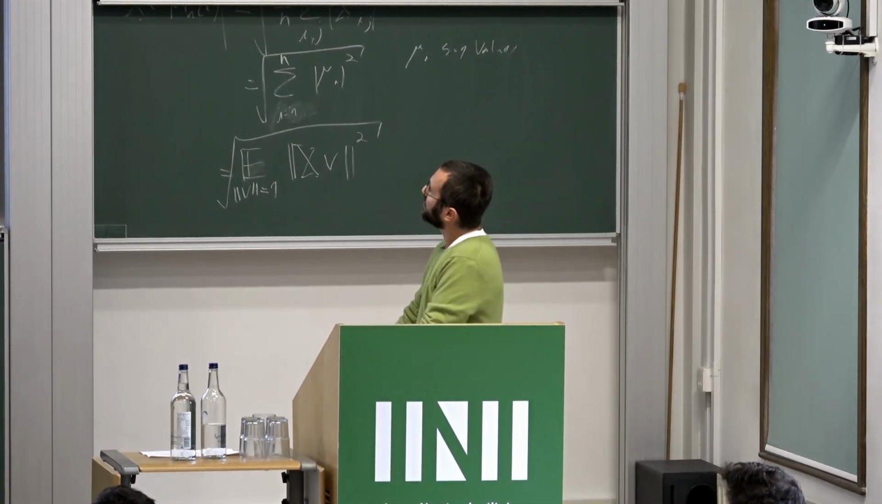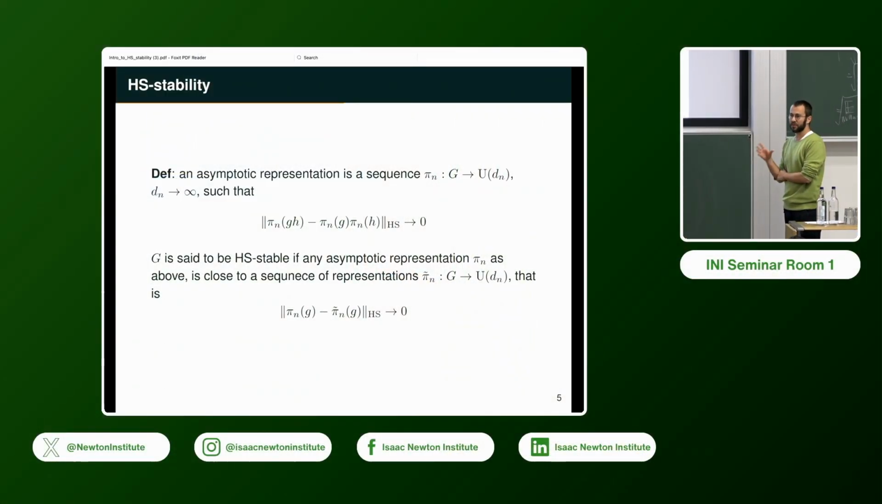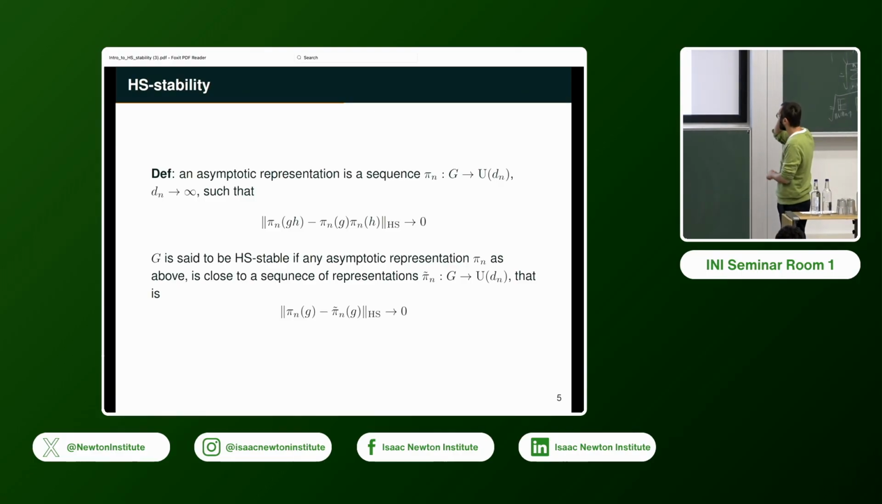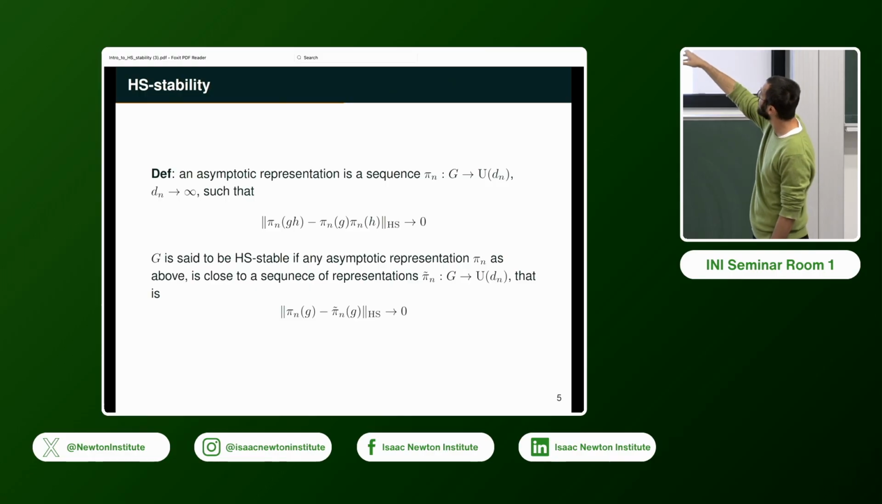So let's now give the definition of Hilbert-Schmidt stability, and I purposely wanted to give a definition which is different than the definitions Gunara gave, even though they're all equivalent, but this is just a different way to state things. So, definition: an asymptotic representation of a group G is a sequence pi n of G into finite dimensional unitary groups, U(dn), such that the homomorphism law holds asymptotically. I should write quantifiers: for each g and for each h separately, this norm converges to 0.